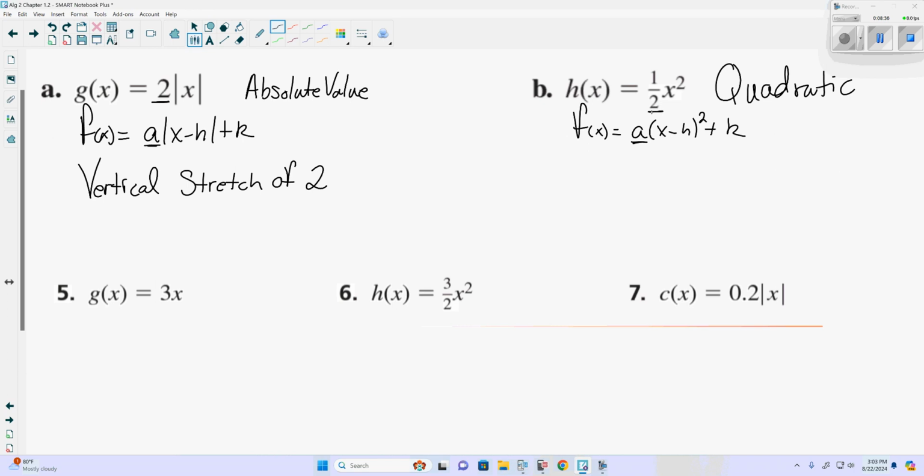Guys, let's focus in. So the value of a is 1/2. Is that between 0 and 1 or greater than 1? It's between 0 and 1, which means this is a vertical shrink of 1/2. And that's it.